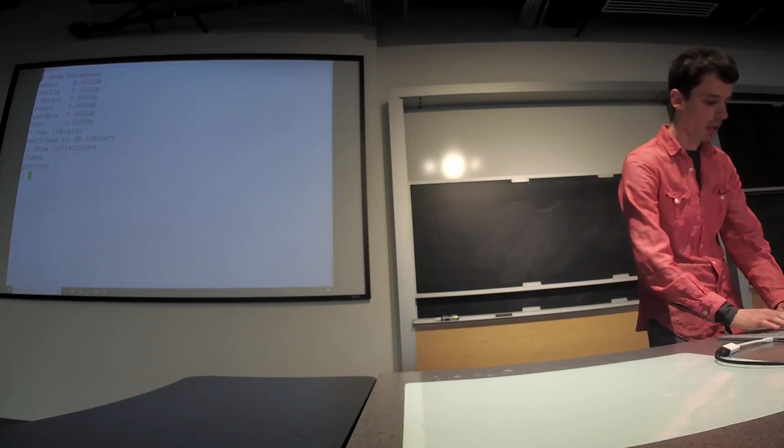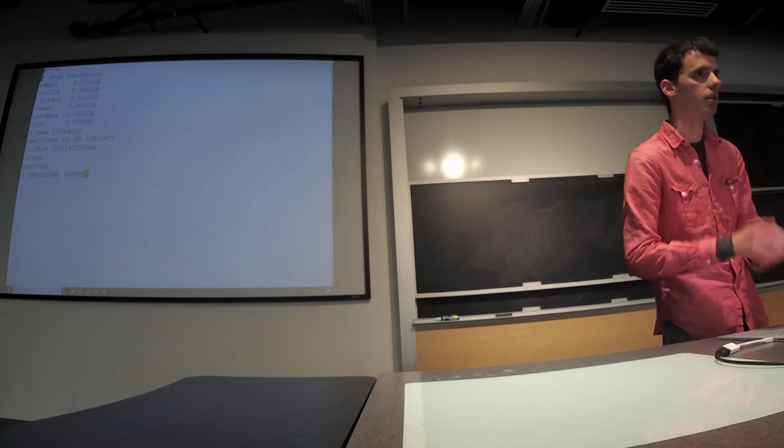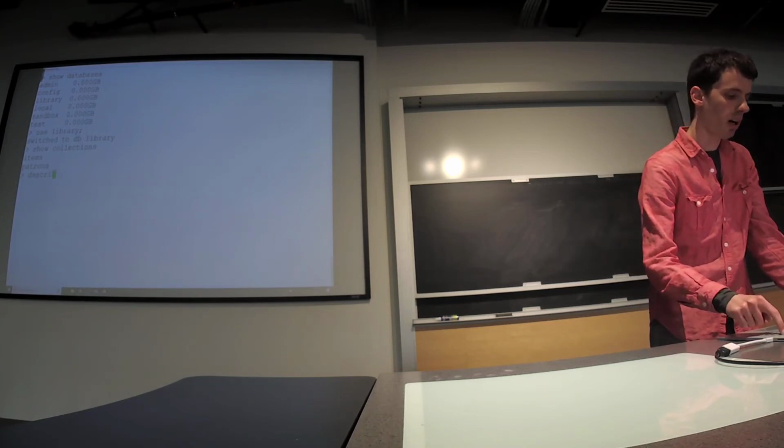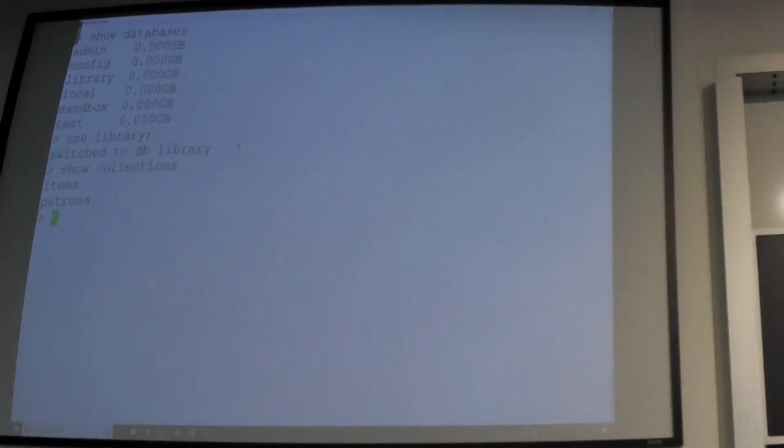So normally at this point I would do something like describe items or something like that. But there is no describe, because what describe does is it tells you the schema. There is no schema. There's basically no more information about items other than there is a collection called items. So we don't really know what's in it, but we can start doing queries on it. We can start pulling stuff out of it.